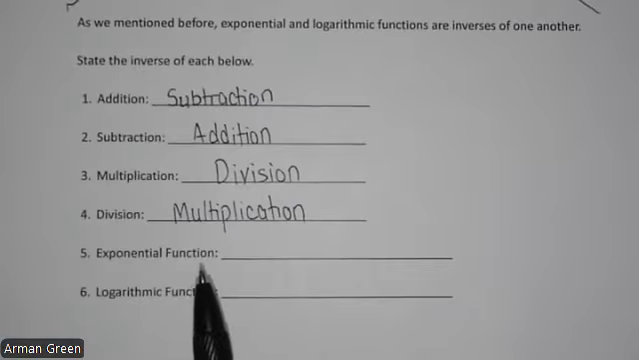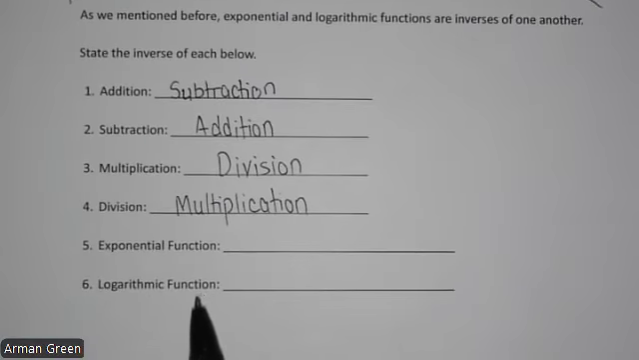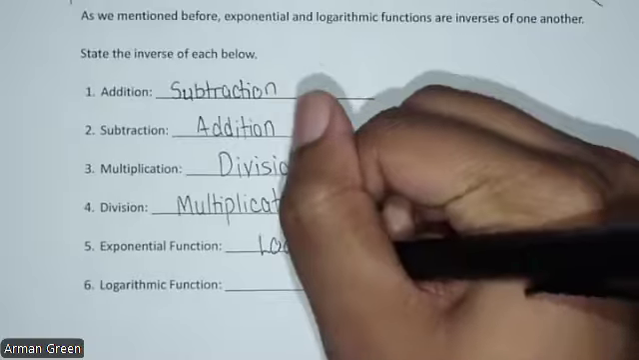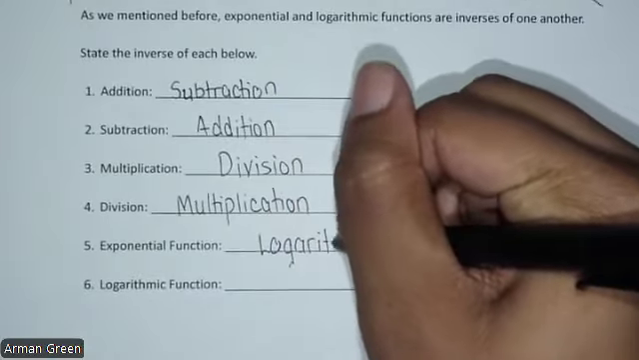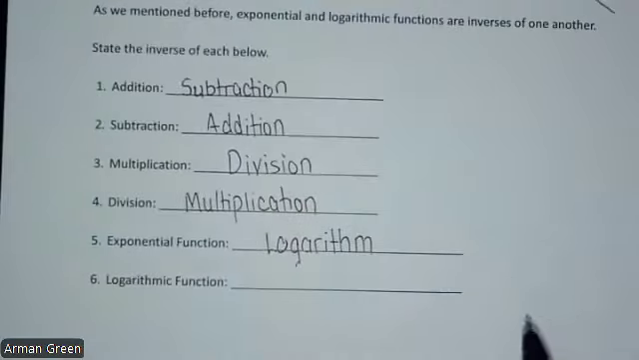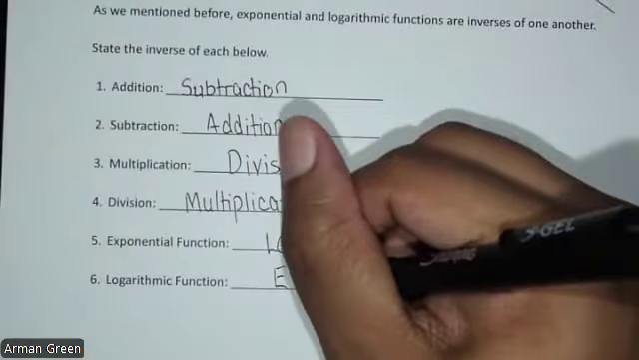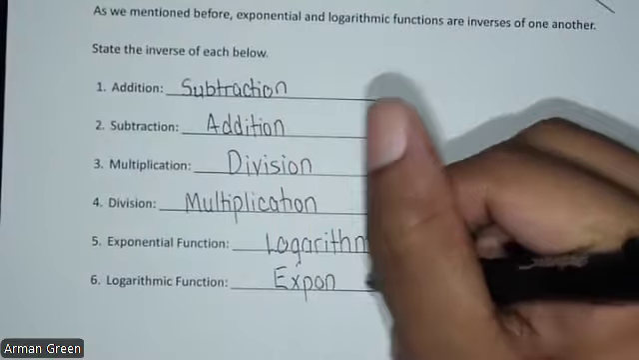Now, in this lesson, we're talking about exponential and logarithmic functions. Turns out that these two functions are in fact inverses of one another. So if I ask what's the inverse of an exponential function, the opposite is a logarithm. And if I ask what's the inverse of a logarithmic function, you would say it's an exponential.